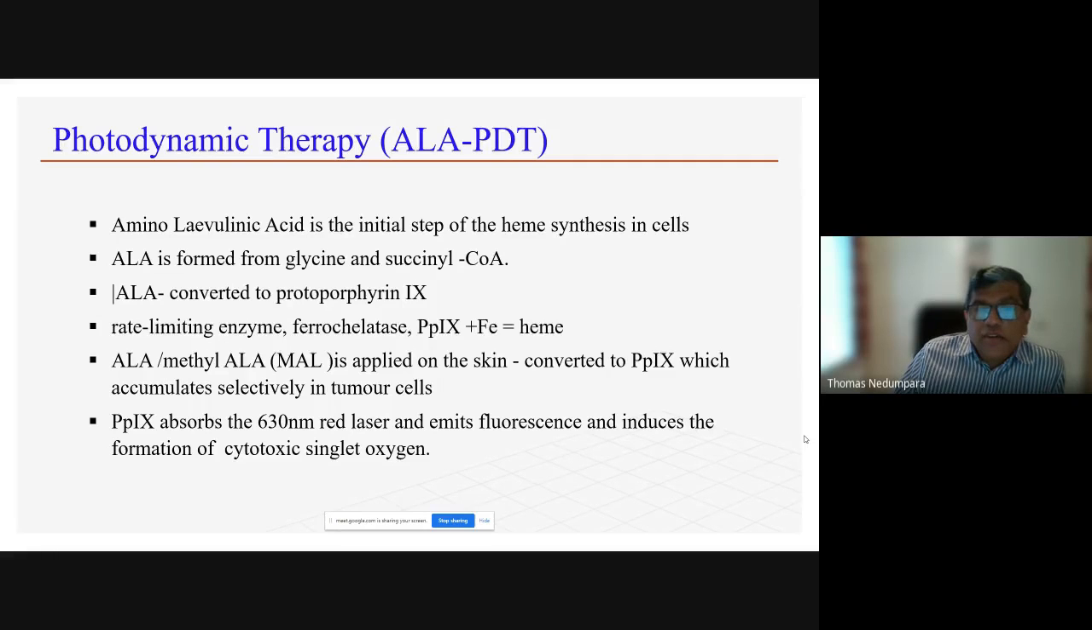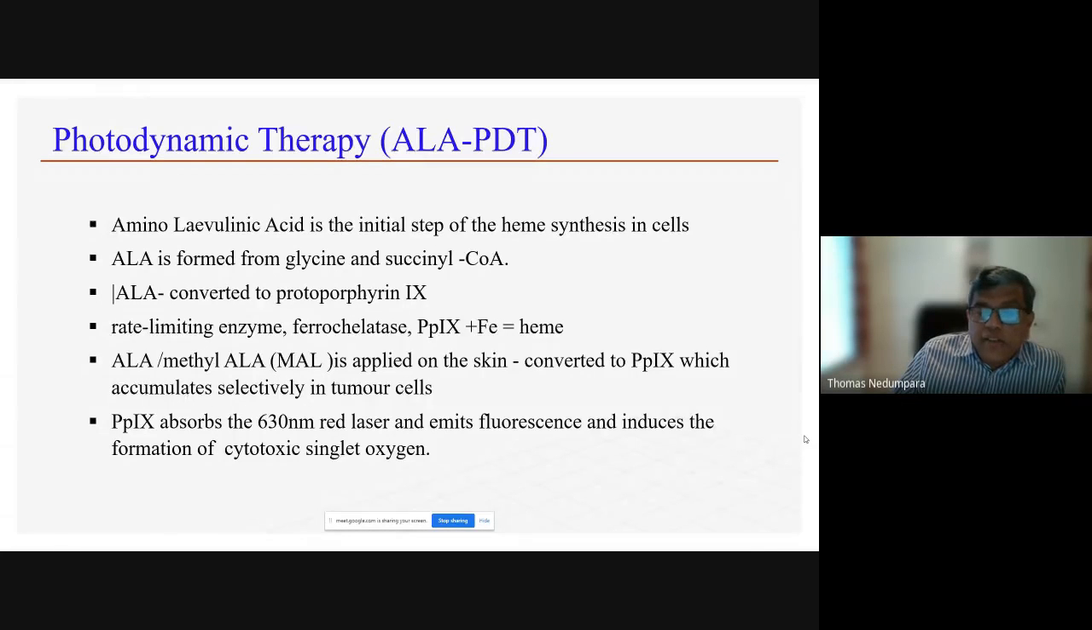So if you give ALA from outside, this will cause accumulation of protoporphyrin IX in the tissue, which cannot be converted to heme. And this especially happens in tumor cells when there is a rapid division of cells.